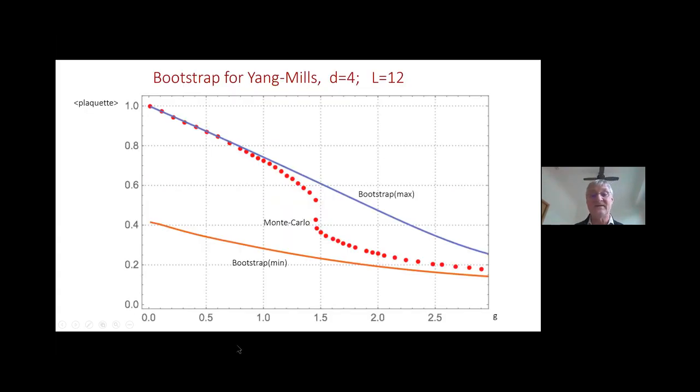Okay, and this is the 4-dimensional plot for L equals 12, but the computer is working on L equals 16, and hopefully it can go up to, from the estimations of Zhechuan, maybe 20, maybe 24. So this should be really a great improvement.